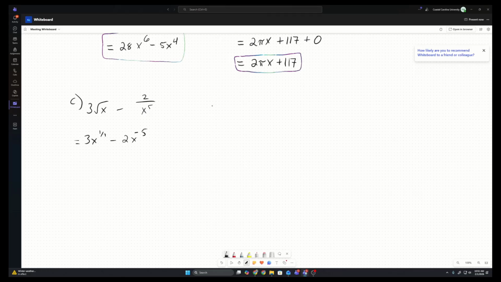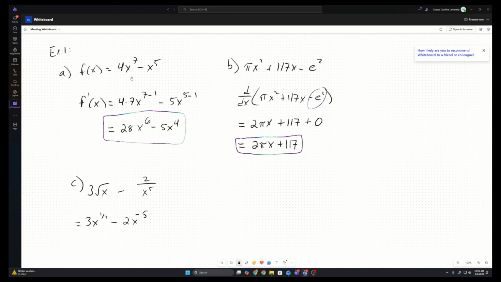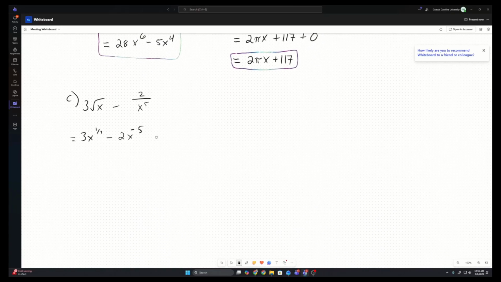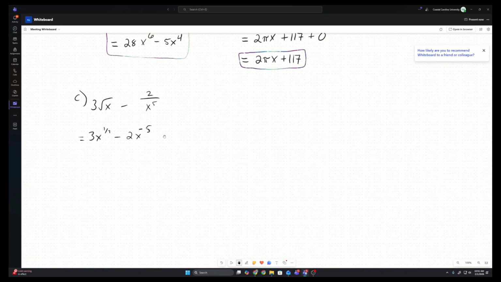So we get 3x to the 1/2 minus 2x to the negative 5th, and we're going to take the derivative of this. The reason I do this is that if I rewrite them, it looks more like this, and that's just power rule, just with weird numbers. We can do power rule with rational or negative exponents, and it still works. It's going to look a little different because the 1/2 times 3 gives you 3 halves.